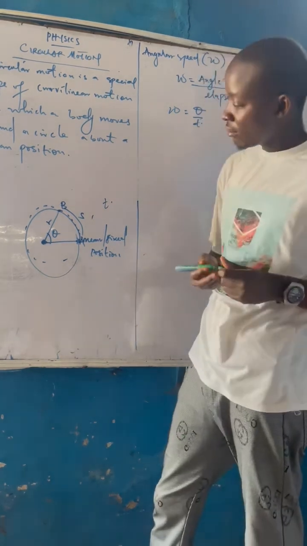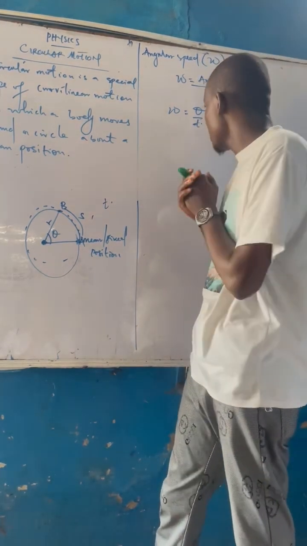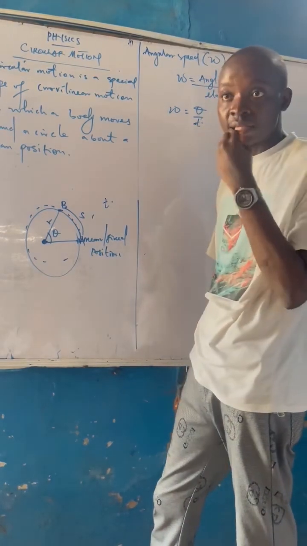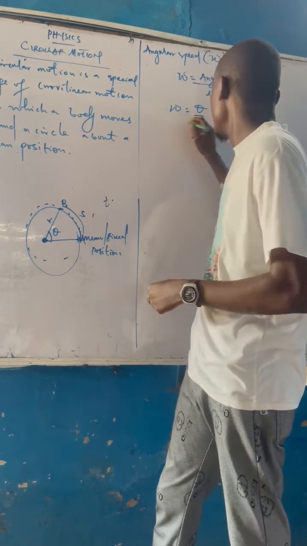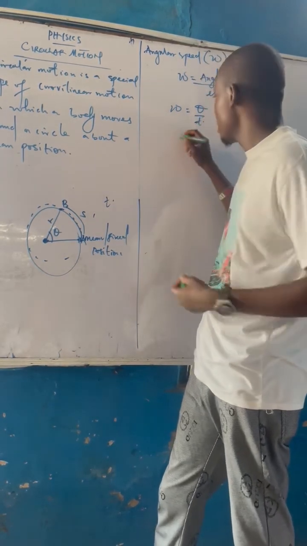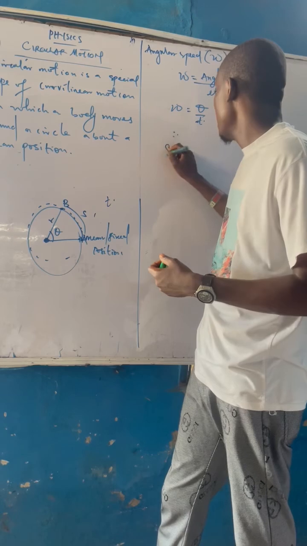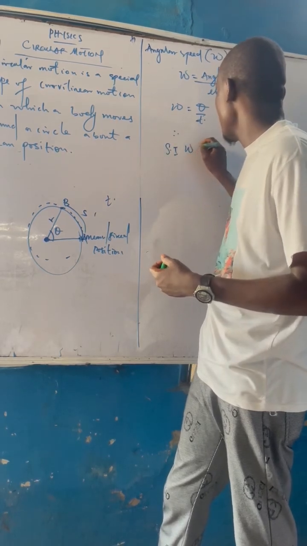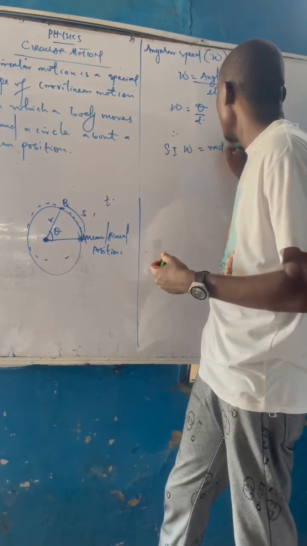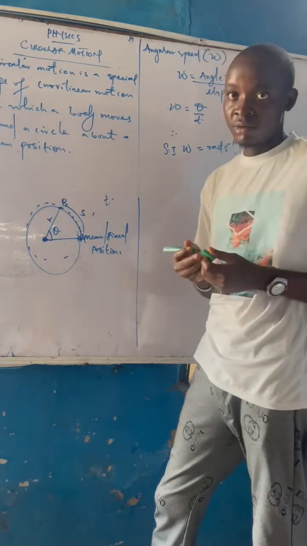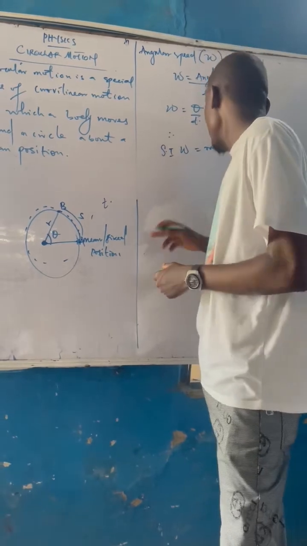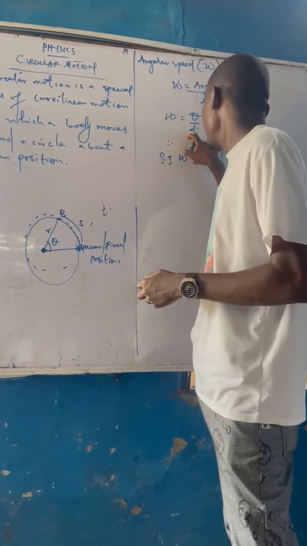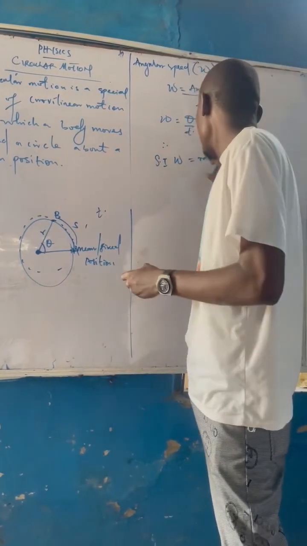Now, where your theta is measured in radian. It's measured in what? In radian. And the time is measured in seconds. So therefore, the SI unit of the angular speed is radian per second. All right. Now, where theta is measured in radian and t is measured in seconds.